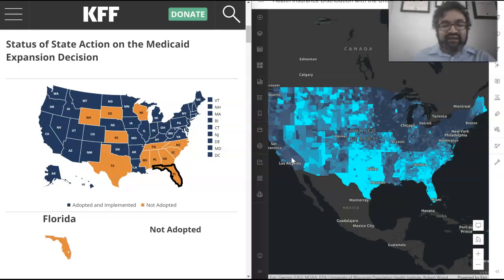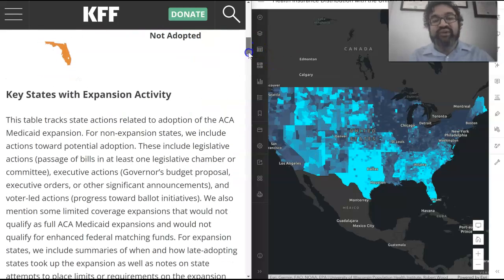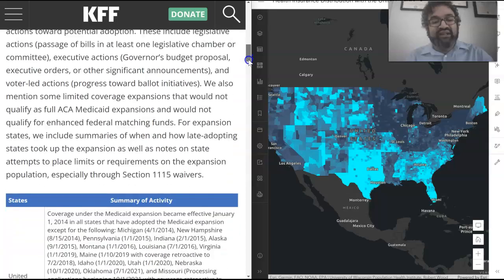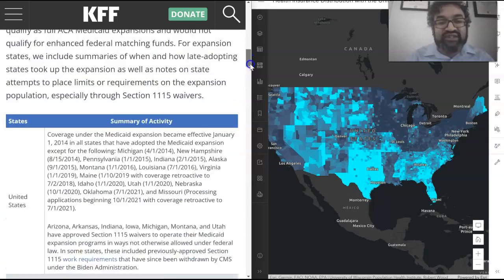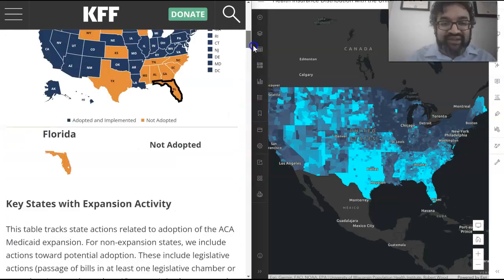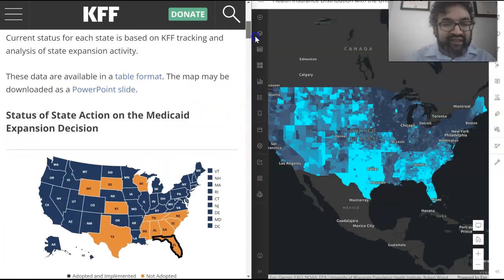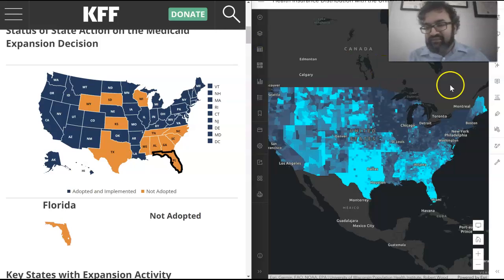So, by the way, this map on the left and the orange states are ones that did not participate in Medicaid expansion. This Kaiser Family Foundation map not only goes through the policies in that map, but if you scroll down, you can actually find the individual policies for each state, and then provision of what the specific policies are.